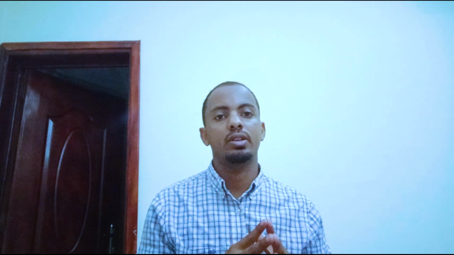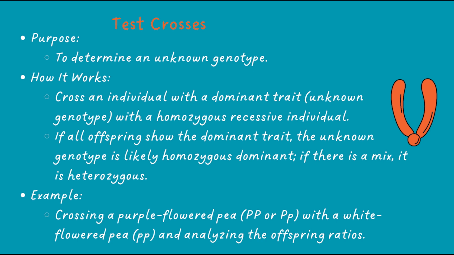Test crosses are used to determine an unknown genotype. Here is how it works. If you have an organism showing a dominant trait or characteristic, it might be either homozygous dominant or heterozygous. By crossing it with an organism that is homozygous recessive, you can look at the offspring. If all the offspring show the dominant trait, then the unknown parent is likely homozygous dominant. If there is a mix, then it is heterozygous. This method is essential for genetic analysis.